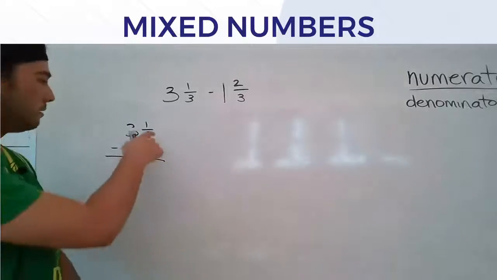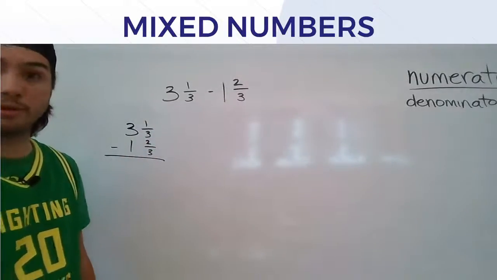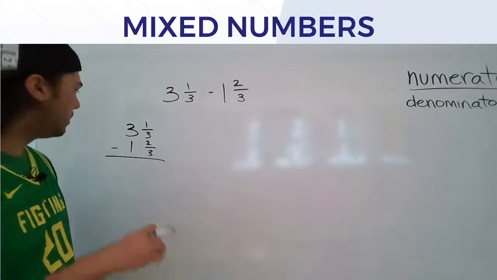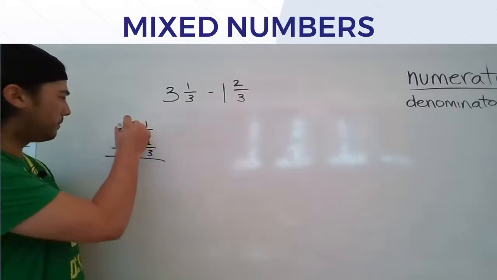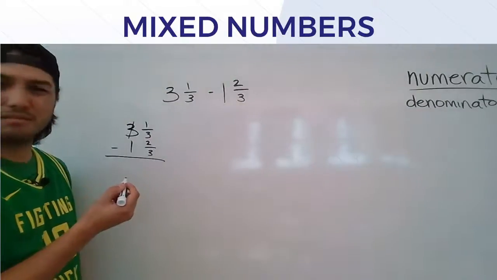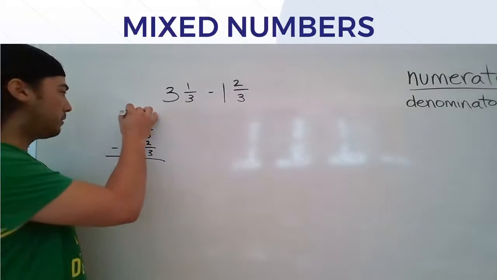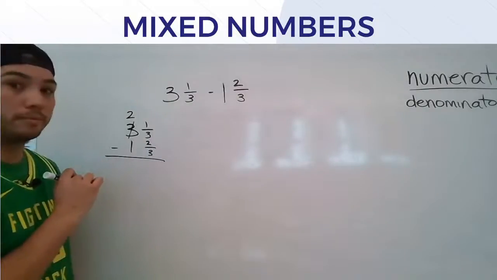And you can see here, I can't subtract 1/3 or 2/3 from 1/3. I need to make some more thirds. So I'm going to take my 3, I'm going to decompose it. Do I need to use all 3? No, I just need to use how many? I just need to use 1. So I'm going to, 3 minus 1 is 2.